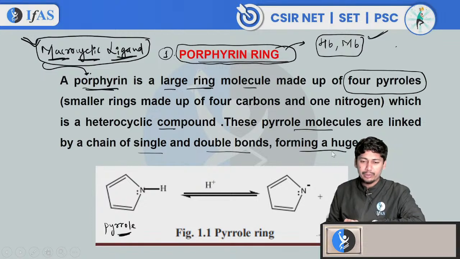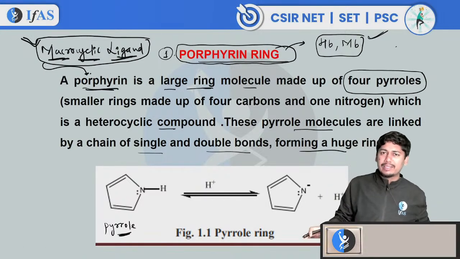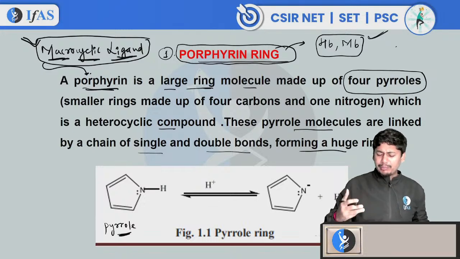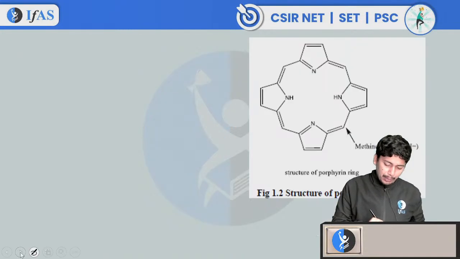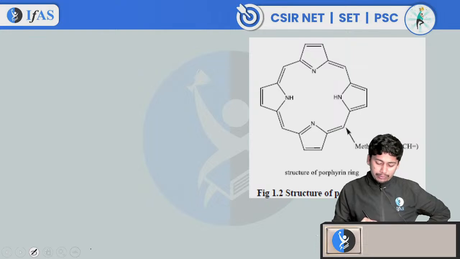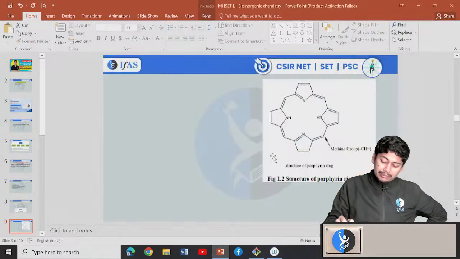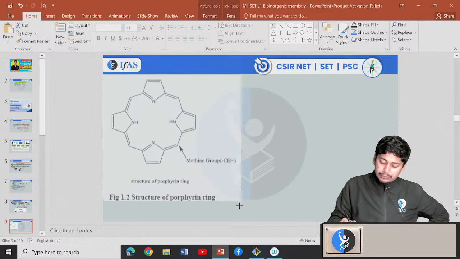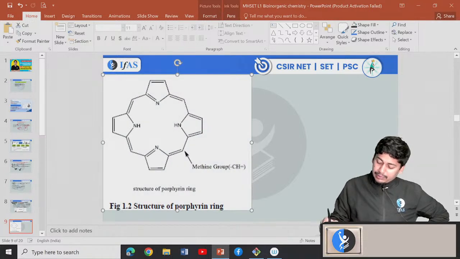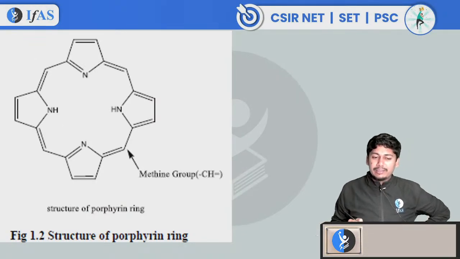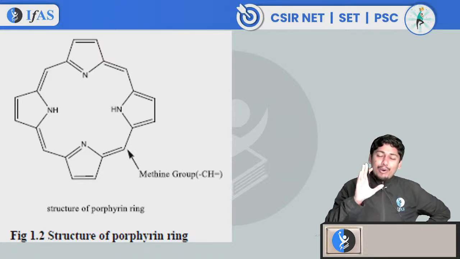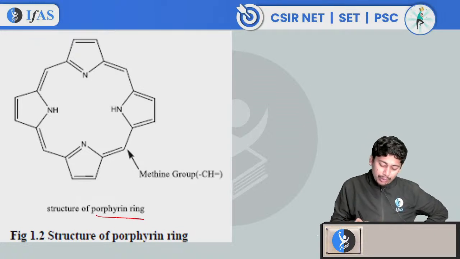These pyrrole rings are linked by a chain of single and double bonds forming a huge ring. Let me show you directly the much hyped porphyrin ring. Okay, so this is your porphyrin ring. I will make sure that it is visible for you.